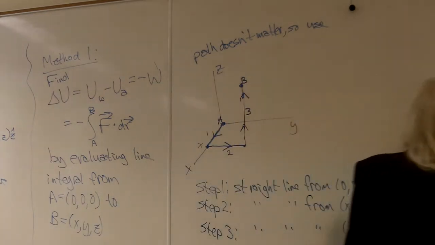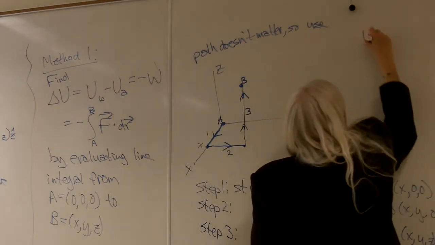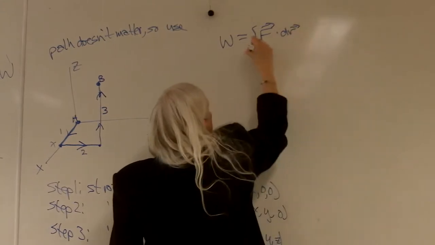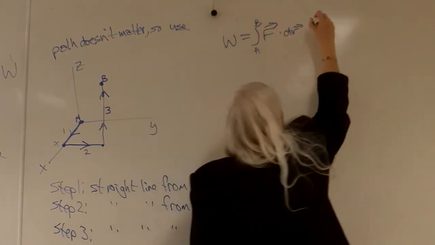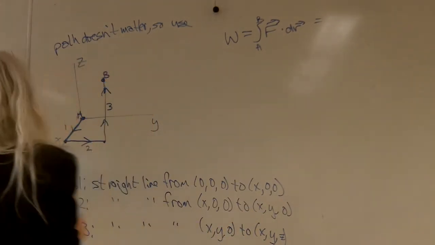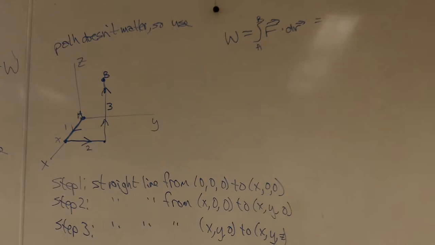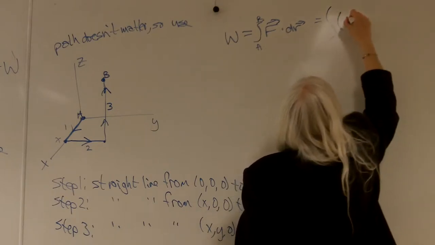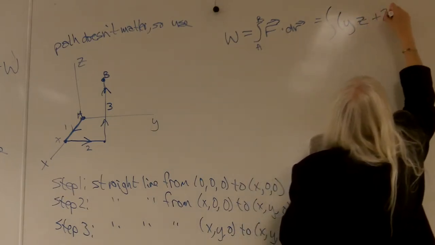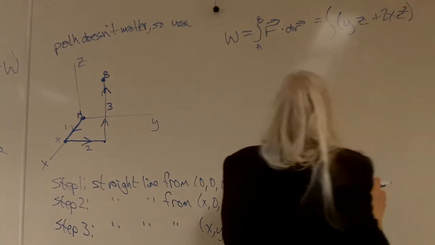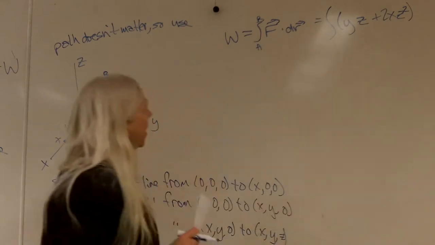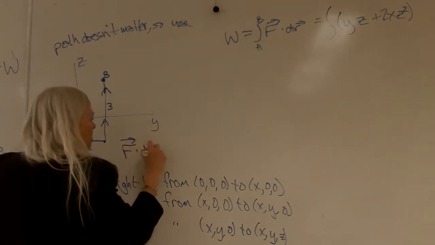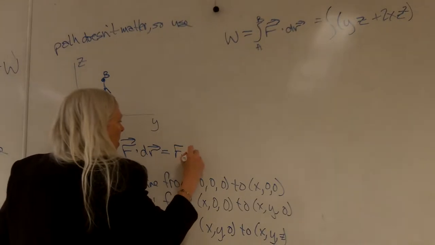Okay, so anyway, the work done by this force for this path, well, let's substitute for the force that we're using right here for this example. So again, there's a YZ plus 2xz squared. Now when we dot this into dr, okay, F dot dr, of course, is going to give us F sub x times dx.